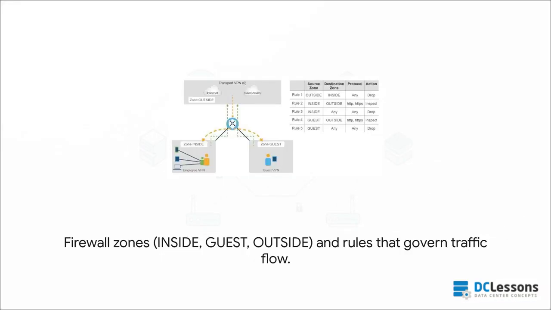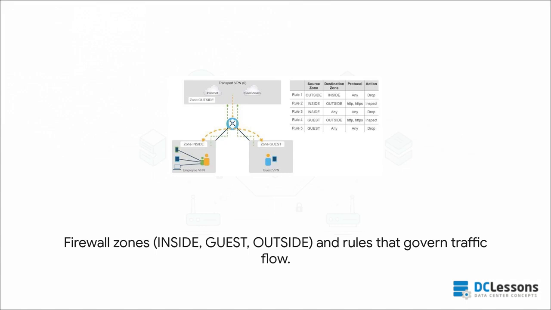We're creating these logical bubbles, these zones, by just grouping our VPNs. So your employee VPN, for instance, that becomes the inside zone. Your guest Wi-Fi, that's the guest zone. Simple, right? And then the rules tell you what traffic is allowed to go where.